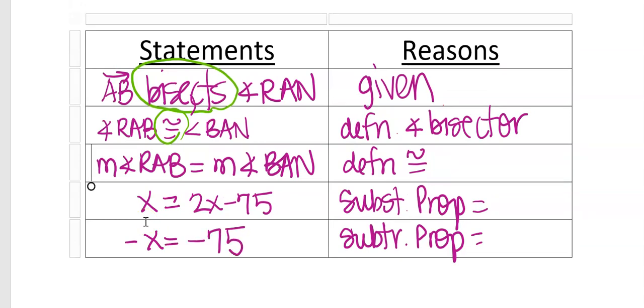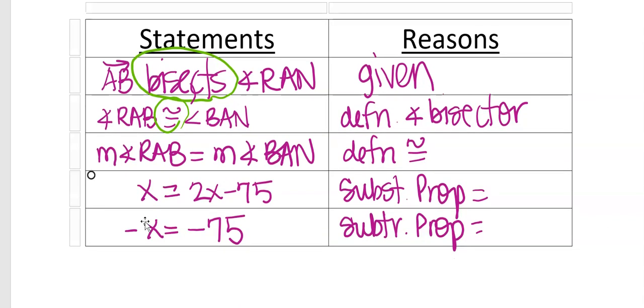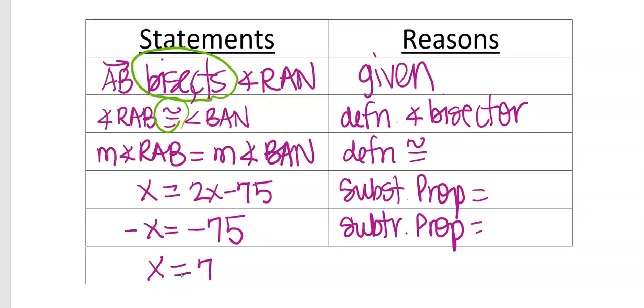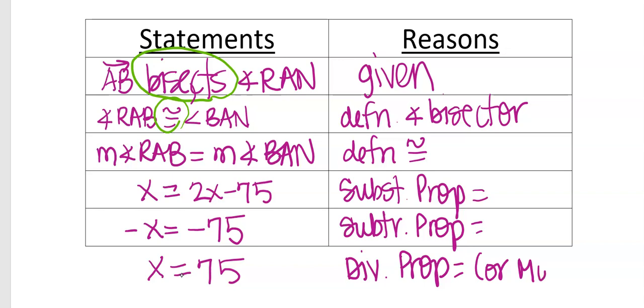And then how do I get rid of those negatives? Divide. So I'm going to divide by -1. So it makes it x equals 75. And I'm going to say, and could you multiply on that step too? Multiply by -1 or divide, either one. And I'm going to put or multiplication property.